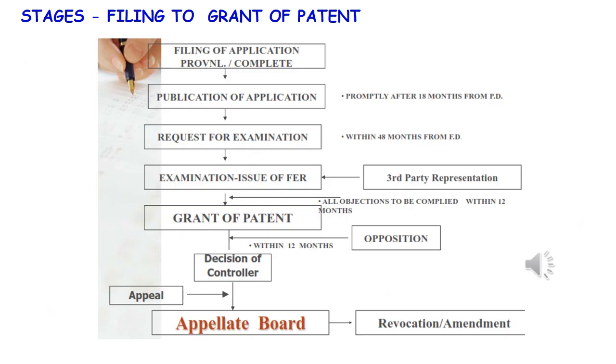The stages from filing to grant of patent. The filing of application, then publication of application, then request for examination, then examination and issue of FER, and then the grant of patent. And the grant of patent after the decision of the controller, and then appellate board, and then revocation and the amendment.